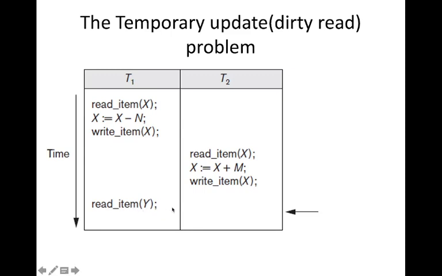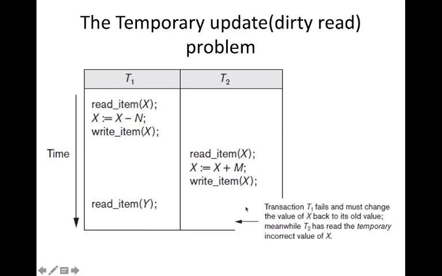Then after that, at this point of time, if transaction T1 fails, it must change the value of X back to its old value, because this transaction has failed, it has not been completely done. So if a transaction has started and it is not completely done, then all the updations it has made have to be reverted back to the old value. So T1 has failed. T2 has already read the temporary value of X and it has made some updations and it has been written. So the problem is this is known as dirty read.